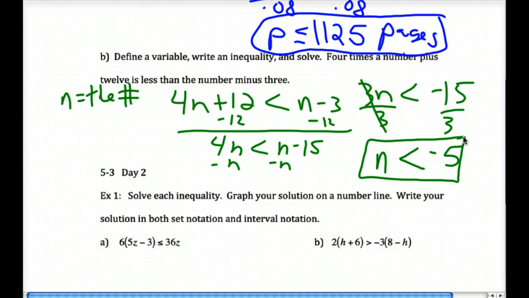One thing I wanted to touch base on: anywhere in the directions does it say to graph it? No. Does it say anything about set notation or interval notation? No. I'll give you a break today. On the word problems, you don't have to do all the things. On the regular problems, the naked number problems, not word problems, you have to.